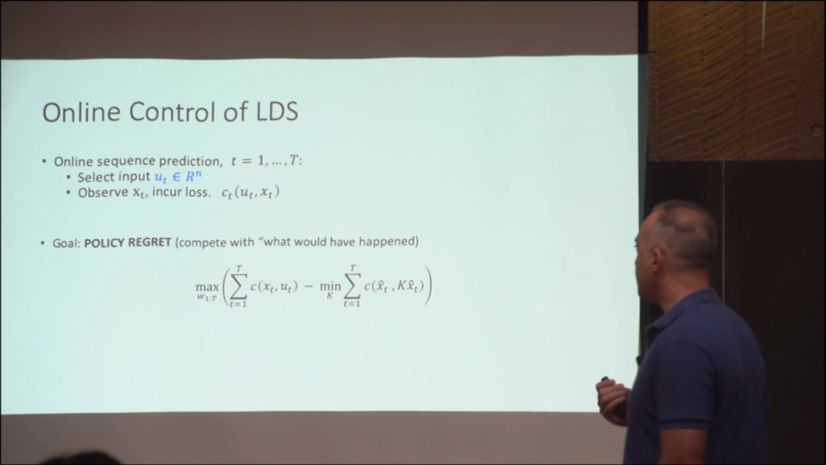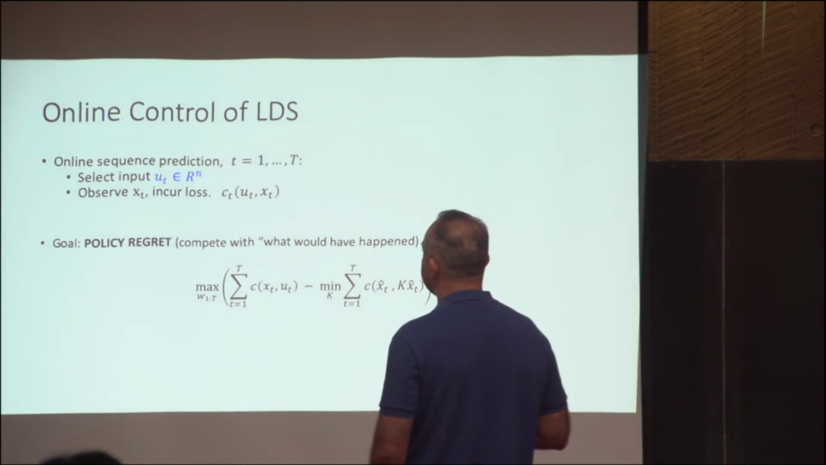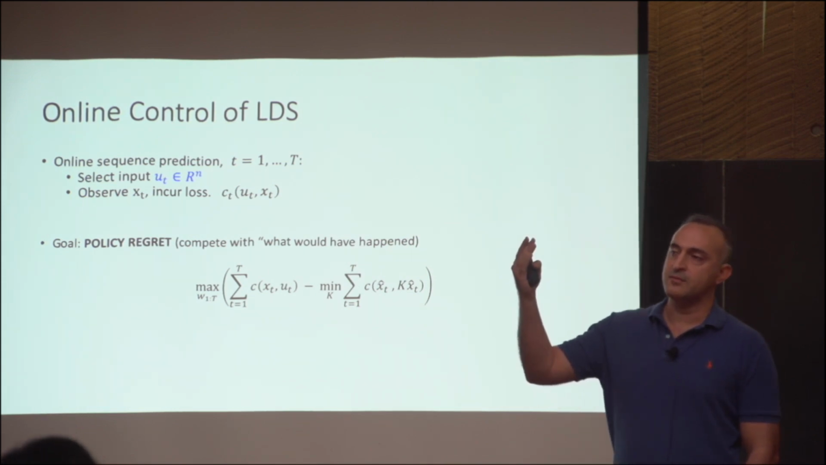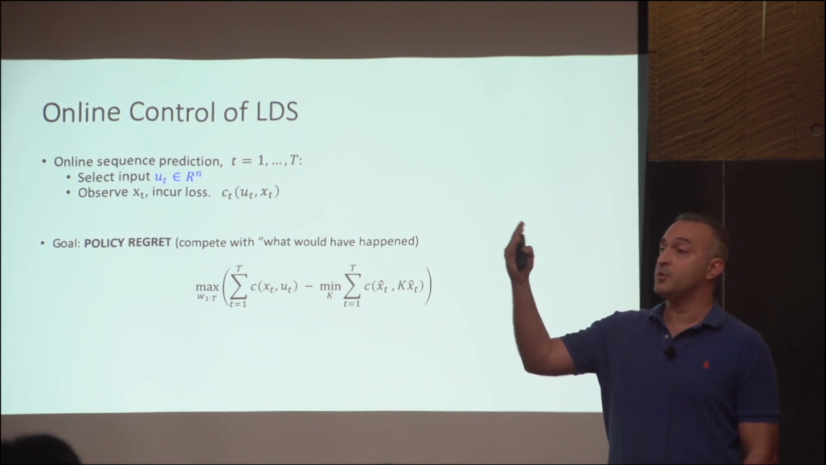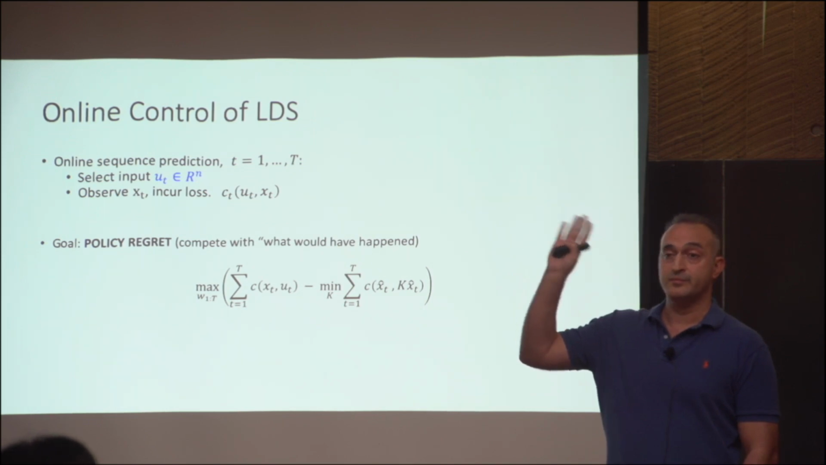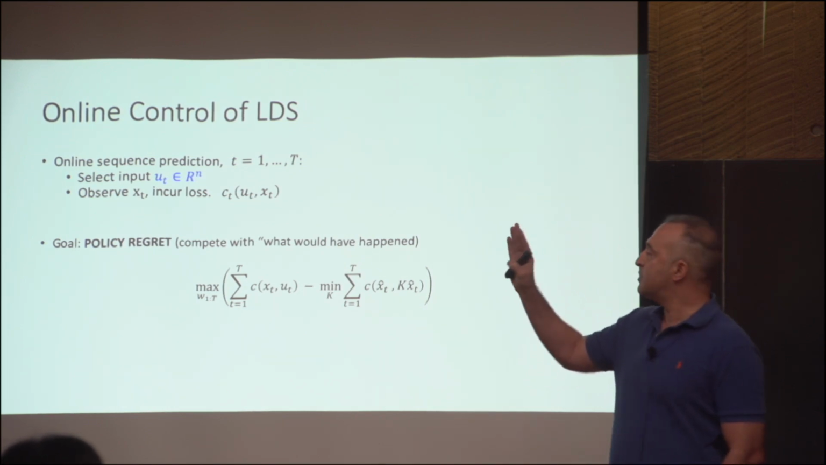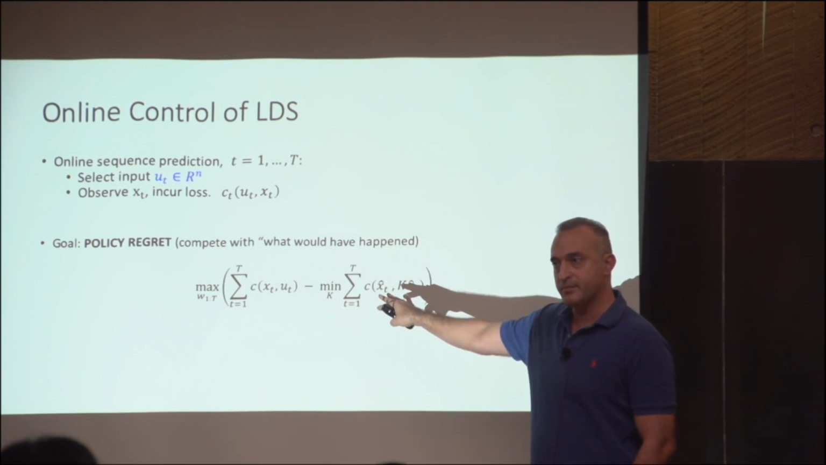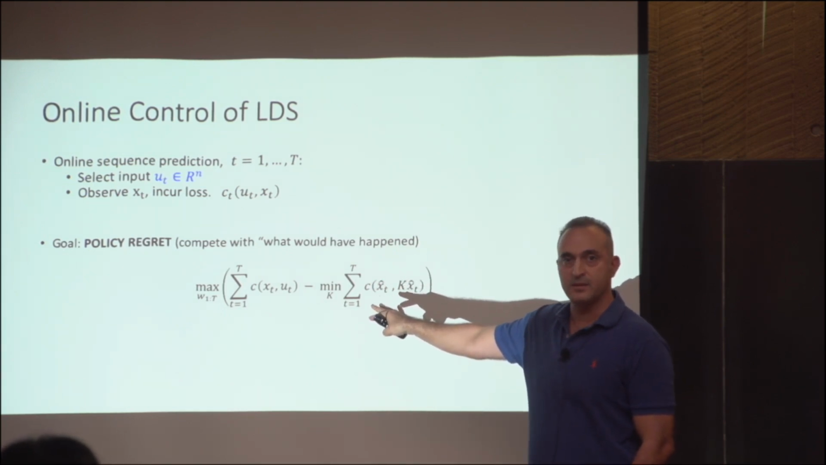Okay. So what we want to compete with is policy regret. Policy regret means I compete with the best policy in hindsight from a certain class. This is what I want to do. This thing is well defined, even if the perturbations are adversarial. It's always well defined. Okay? It does not require stochastic assumptions.